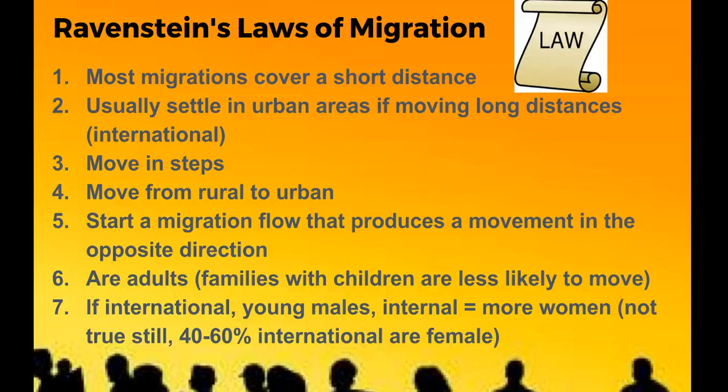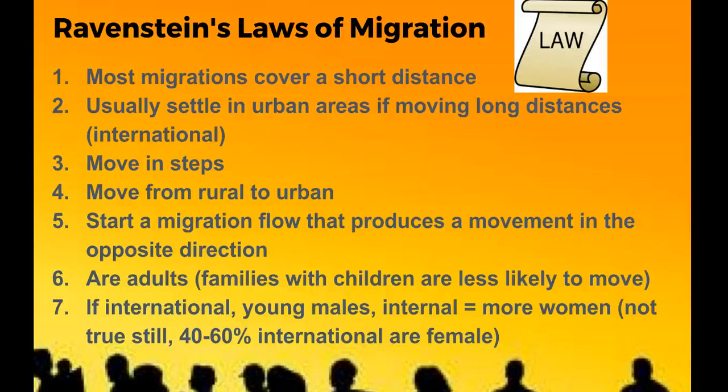Number two, if you really do travel far distances, in international migration, you're usually going to settle in an urban area. So if you were to migrate to France, a good spot for you to be would probably be Paris. If you migrate to Mexico, Mexico City would probably be a high-level guess as to where you're going to actually move.